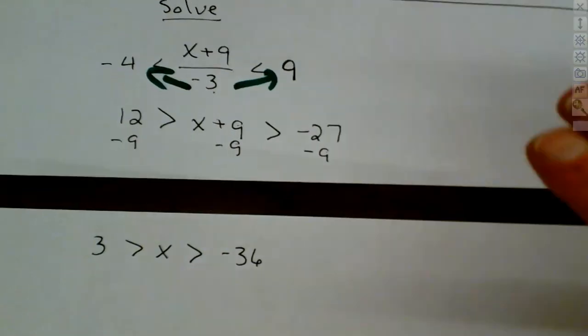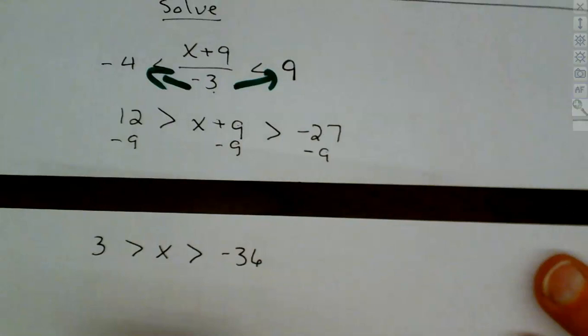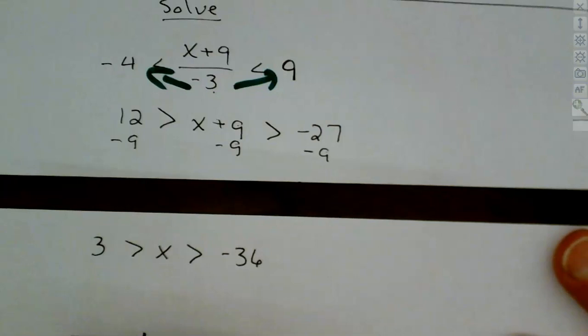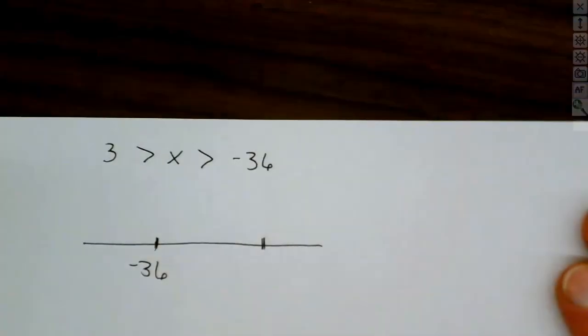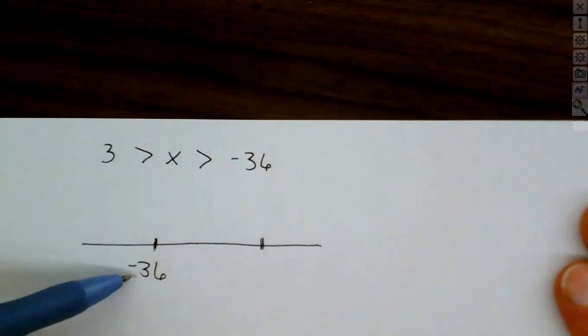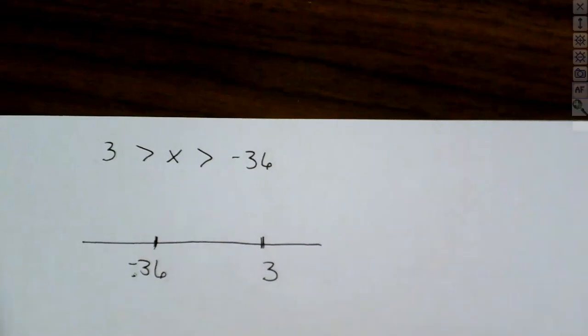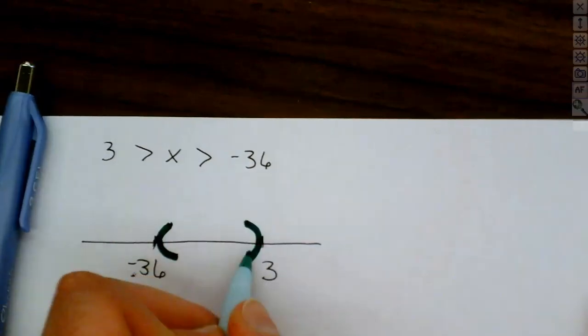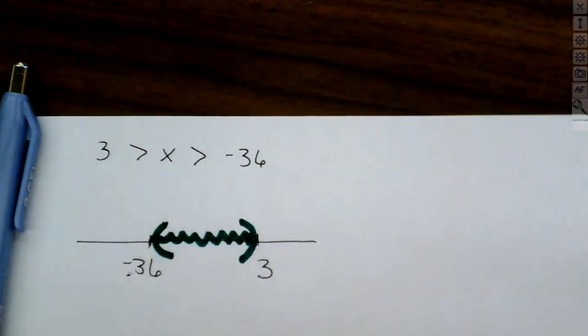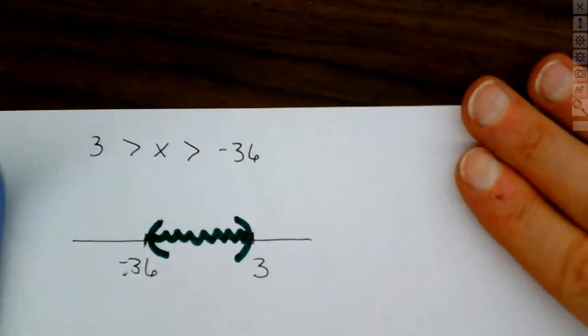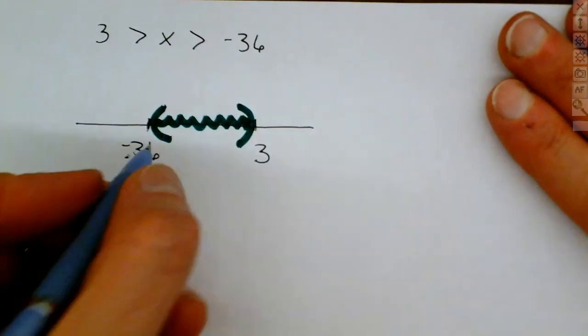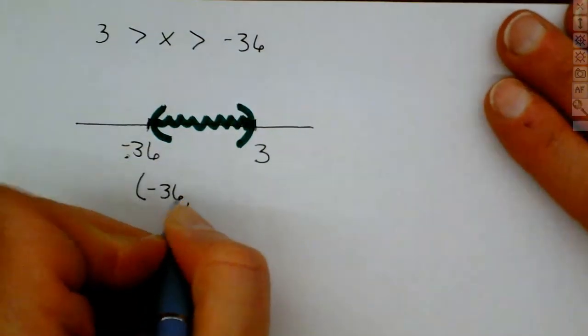How do we put this on our number line? Now make sure they're in the right order. If you flip the inequality symbols, they flip on the number line as well. -36 is the smaller number. Okay, so make sure it's on the left, because we flipped our inequality symbol, we flipped the order. So -36 is on the left, +3 is on the right, and these both get parentheses. So there's my answer in the middle. And so what would that look like in interval notation? Well, that would look like -36 to 3.